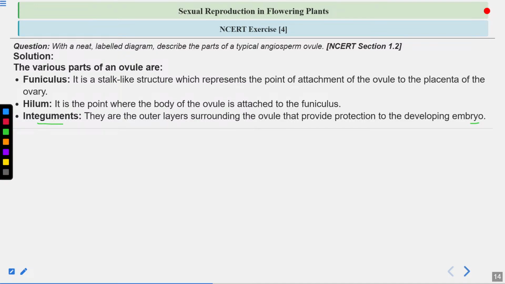So for all these structures, if I ask about the ploidy, what is the ploidy of the funiculus? The funiculus is a diploid structure, right? The ploidy of the hilum is also diploid. The ploidy of the integuments is also diploid, right? All the cells are diploid here.